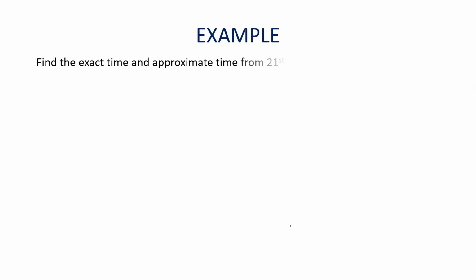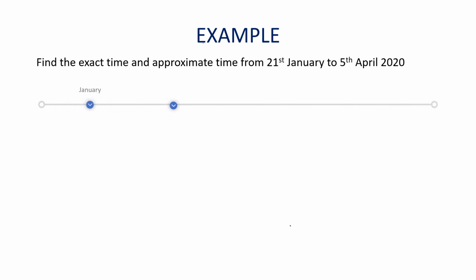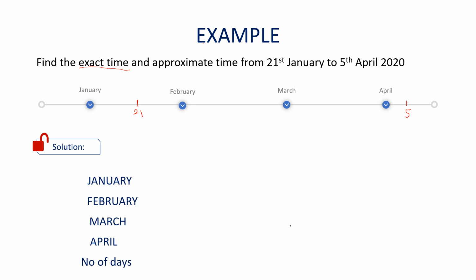Let's look at an example. Find the number of days by using exact time and approximate time from 21st January to 5th April. So the beginning date here is 21st January and the due date here is 5th April. We look at how to find the number of days by using exact time first, where you have to list the months from January to April.